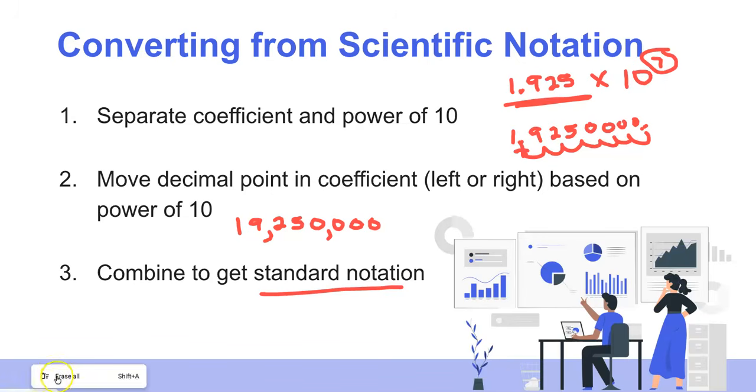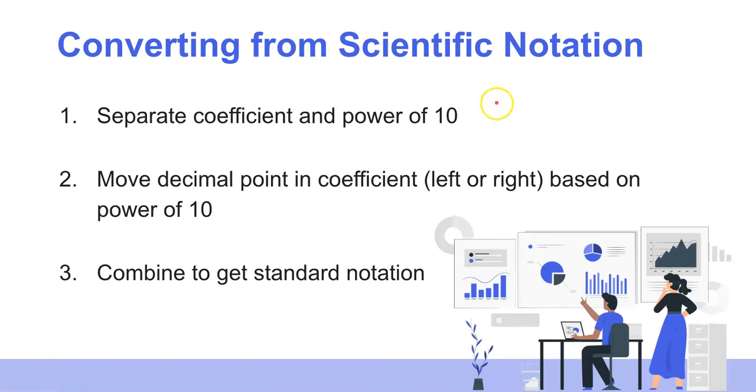Let's look at another example. Let me erase that. What if I had, let's try another one. Let's say 2.05 times 10 to the negative 9th power. Okay, that's a 9. And I want to convert that into standard notation.